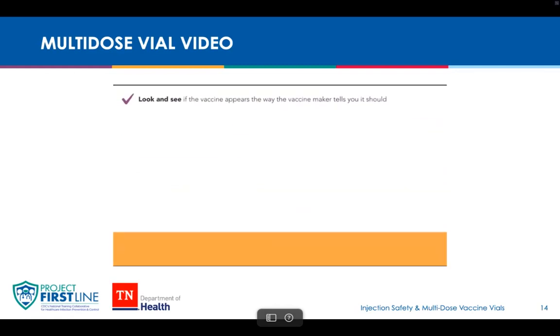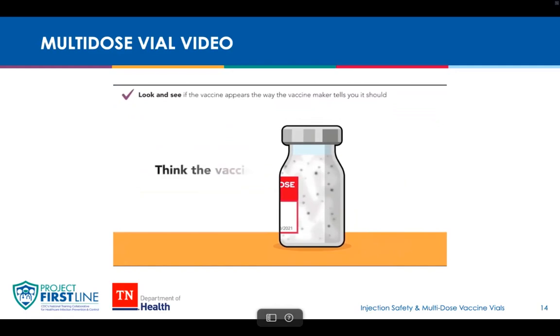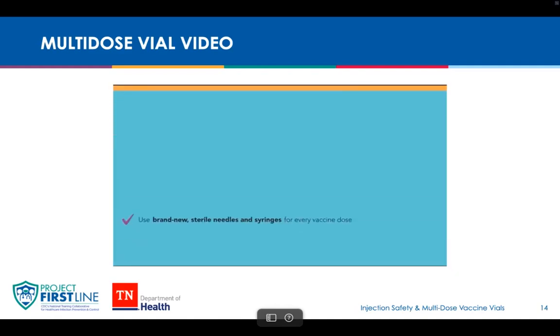Step 4. Look and see if the vaccine appears the way the maker of the vaccine tells you it should. If it doesn't, or you're worried something has gotten inside the vial and made it dirty, don't use it. It could be contaminated.